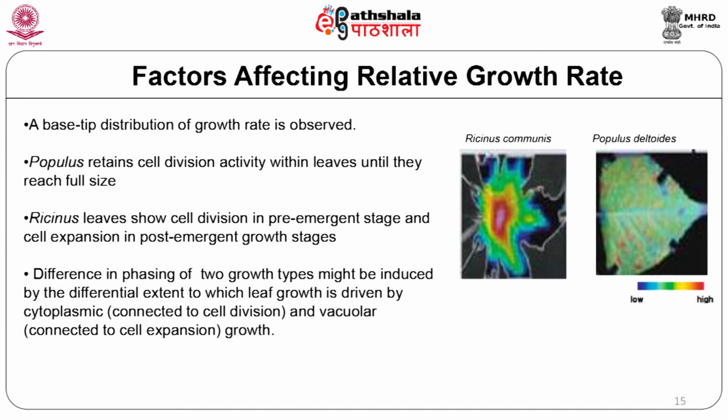Growth is driven either by cytoplasmic processes, that is related to cell division, or vacuolar processes, that is related to cell expansion. Some leaves, like for example Populus, show growth by cell division followed by expansion till the leaf attains full size, while others, like Nicotiana, show growth that arises largely due to cell expansion.